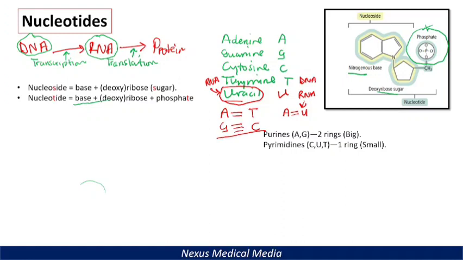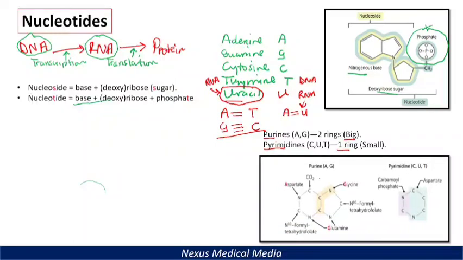So next you need to know how you classify these nitrogenous bases. They are classified into two groups: purines and pyrimidines. Purines are big, they have 2 rings, and pyrimidines are small, it's just 1 ring. If you look here, you can see the structure of purine, and the important amino acids that you use to make a purine: aspartate, glycine, and glutamate. These 3 are very important. We'll talk about this in a separate video.